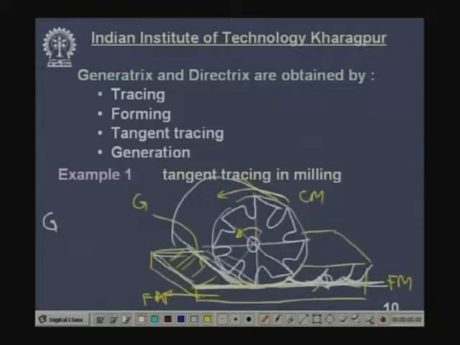Therefore, we obtain the generatrix, as it is not connected with any motion. So, no connection with the motion, it is connected with the tool, the form of the tool, and we obtain it by the form of the tool. It can be a straight line, it can be curved like this. And then the directrix is connected with the feed motion of the workpiece, and it is obtained by tangent tracing, TTR, which stands for tangent tracing. This is an example of tangent tracing.